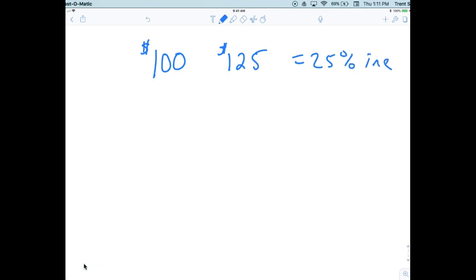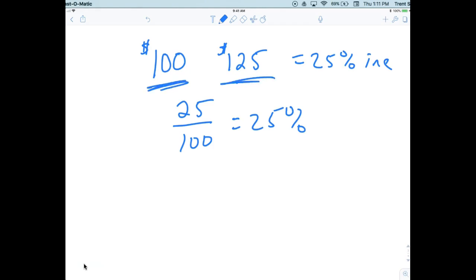So how do I figure that out? Well, from 100 to 125 is what? 25. And 25 out of 100 is what? So now I know how to figure out the answer. How do I figure out what the formula is? The formula is simply the change. Did everybody see that? I went from 100 to 125, and the answer was 25 out of 100. So it's the change divided by the what?